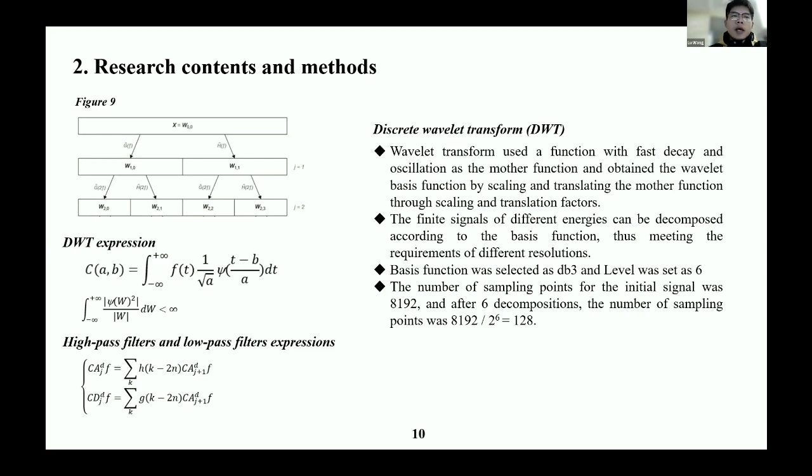To ensure the reliability of these results, the sample point was selected, and after 6 layers of decomposition, the effective sampling frequency of the sampled signal was 128.